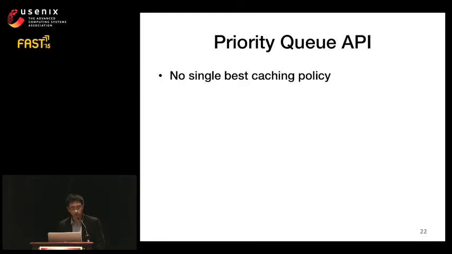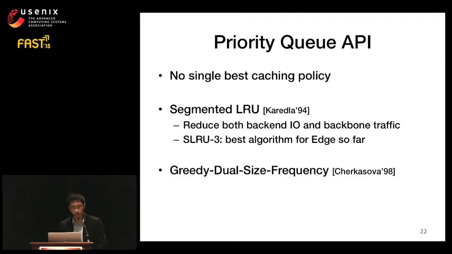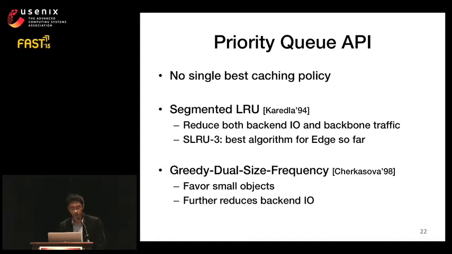So even within our system, there is no single best caching policy for the subsystems. For example, in the SOSP 2013 paper, we found segmented LRU can reduce both backend I/O and backbone traffic. And segmented LRU 3 is the best algorithm for the edge cache so far. Since then, we did more analysis and we found greedy dual size frequency, which works in similar ways as segmented LRU, but also favors small objects. So it further reduces backend I/O, and greedy dual size frequency 3 is the best algorithm for the origin cache so far.